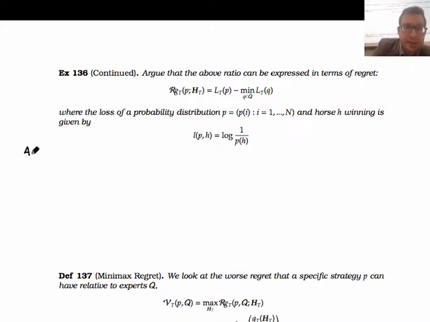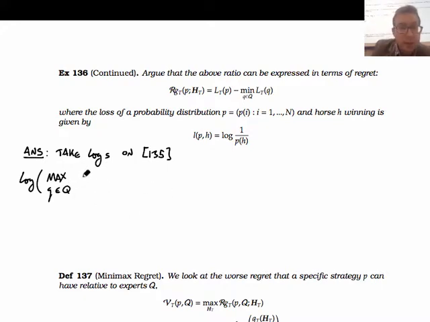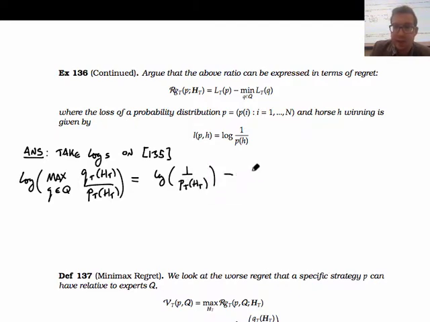So the answer to this part is that I just take logs. So the logarithm of what we had from the previous question, so take logs on exercise 135. Notice this is really going to be log of 1 over P_t of h_t minus the minimum over q of log of 1 over q_t of h_t. And then I can look into each one of these terms.